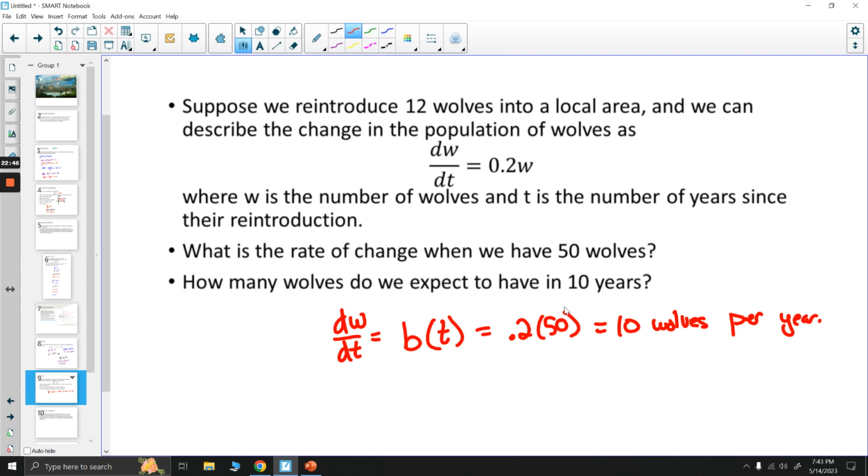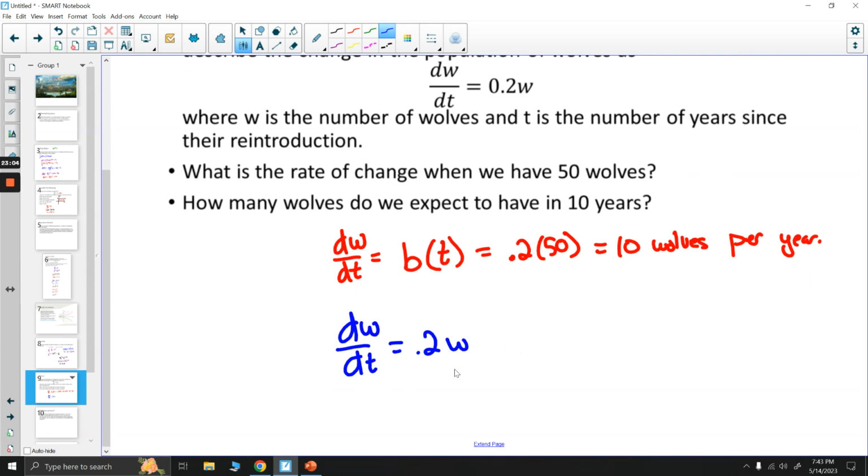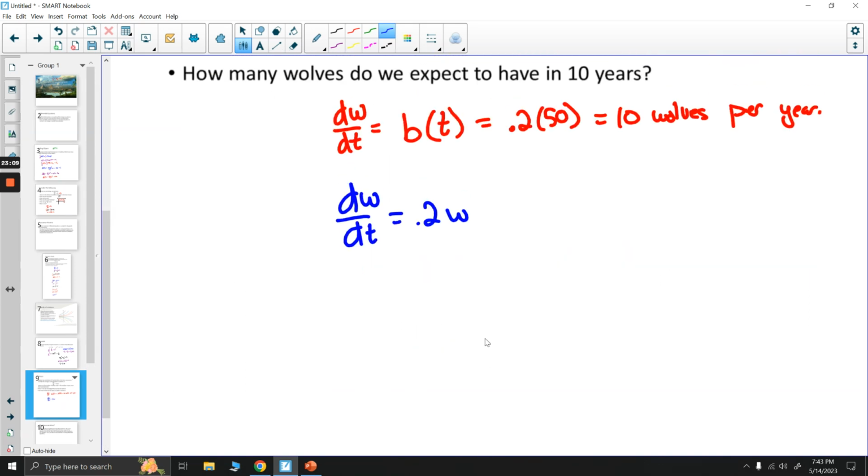So we're increasing by 10 when we have 50, but what about when we have 12 at the start? Well, we could obviously plug in 12 and work our way through the years, but that's actually kind of complicated. Instead, we're going to integrate this. We have dw/dt equals 0.2w, and we want to get our w's to one side and our dt's to the other side.